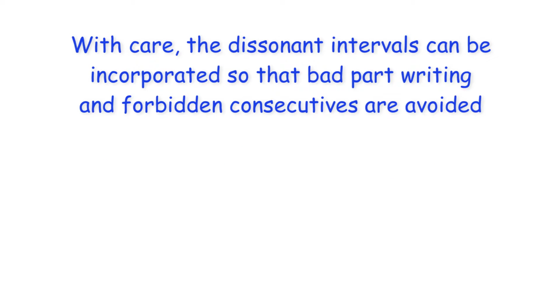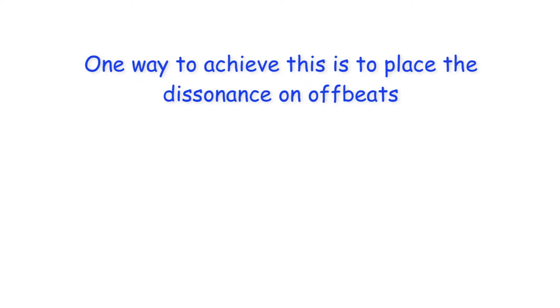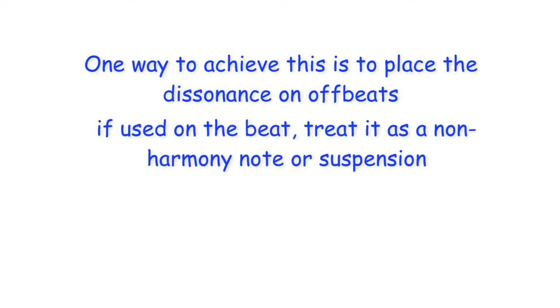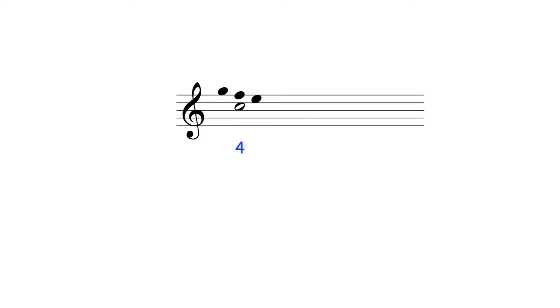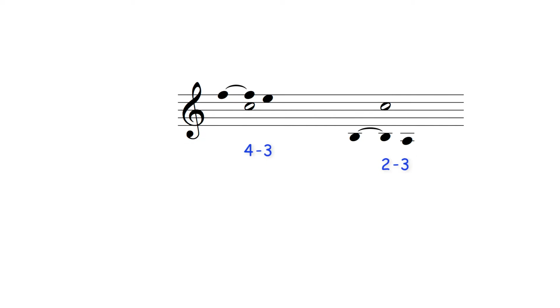With care, the dissonant intervals can be incorporated so that bad part writing and forbidden consecutives are avoided. One way to achieve this is to place the dissonance on offbeats, or if used on the beat, treat it as a non-harmony note or suspension. For example, the following 4th is here treated as an accented passing note, which moves to a consonant 3rd, and when inverted, another 3rd. The same 4th can also be treated as a 4-3 suspension, which inverts as a 2-3 suspension.